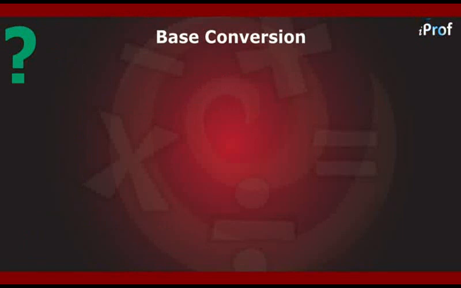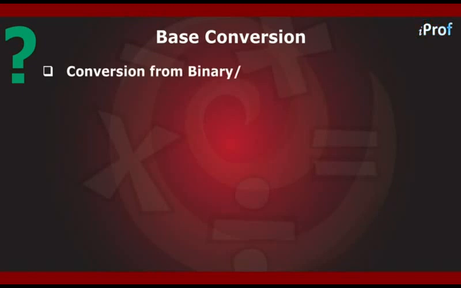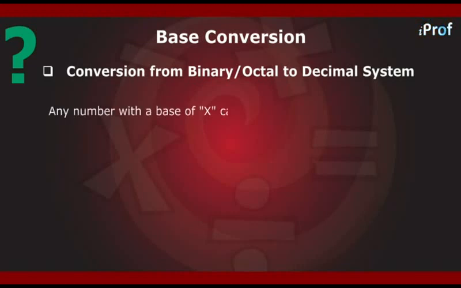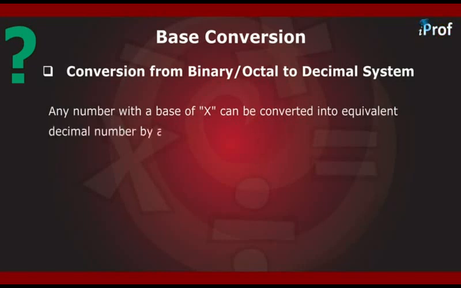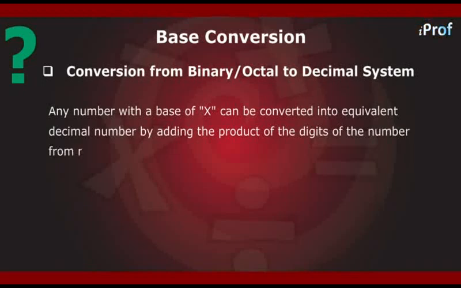One of the most frequently asked questions in CAT is based on the concepts of base conversion. Let us now go through this concept. Conversion from the binary or the octal to the decimal system. Now, any number with a base of x can be converted into an equivalent decimal number by adding the product of the digits of the number from right to left with increasing powers of x.